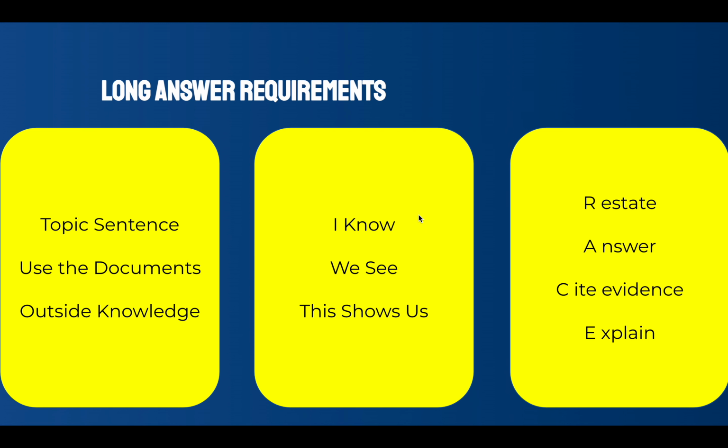Either I know, we see, this shows us, meaning you make a claim, what do you know? We see, what do you actually see in a document? And then this shows us, explain what you're seeing, explain what you know. Or RACE response: restate the question, answer it, cite evidence, and explain. So it doesn't matter which of these you use to remember, but these are requirements for these paragraph answers.